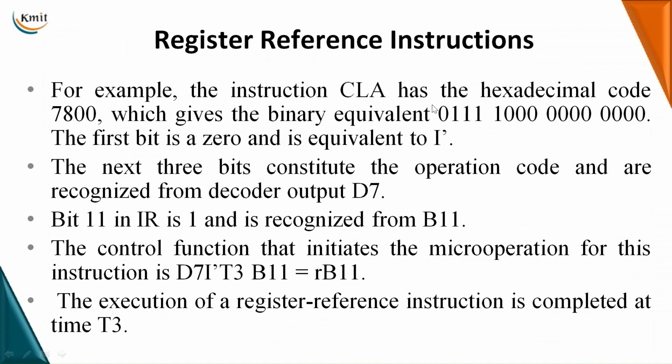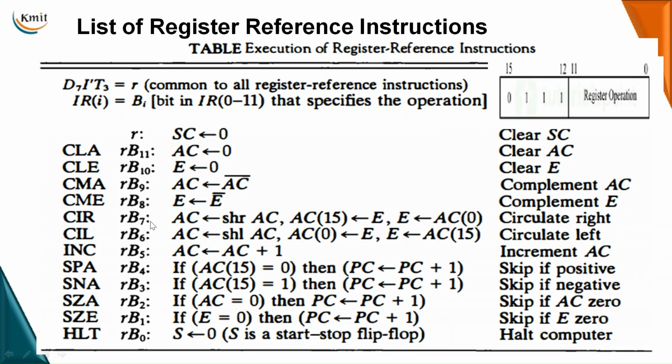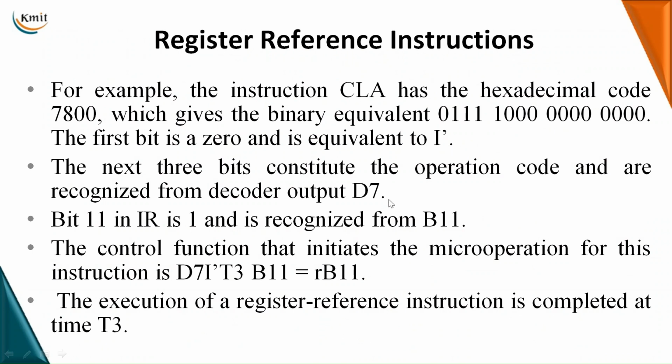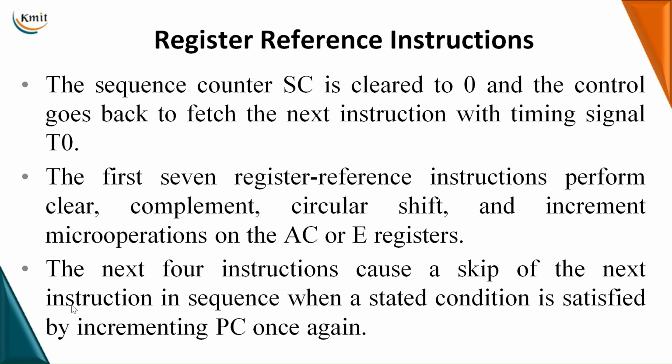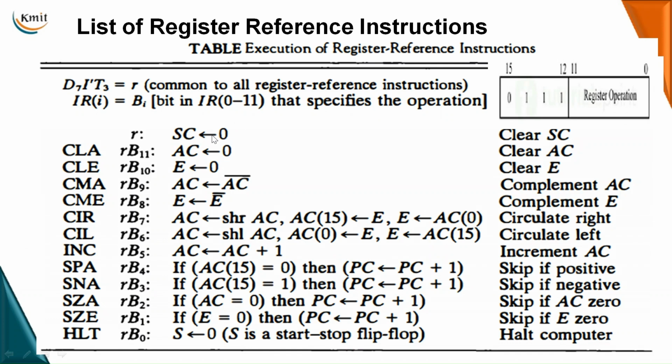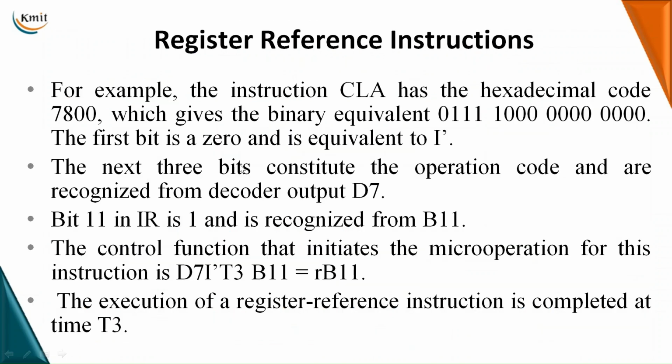So this is how the binary instructions are executed by the CPU. It converts this into the hexadecimal form, finds out what that particular instruction is and executes it. The execution of a register reference instruction will be completed in a single clock cycle, T3. The sequence counter will be cleared to 0 for the first instruction. To clear the sequence counter, we represent R, which is D7 I dash T3, where all the bits of the register operation are zeros. In that case, the sequence counter will be cleared to 0.